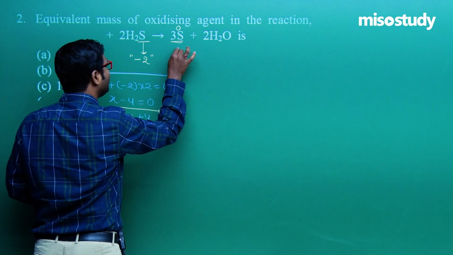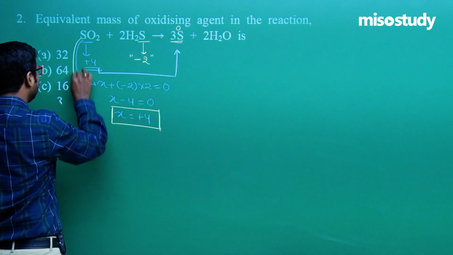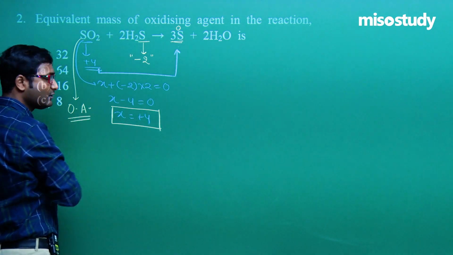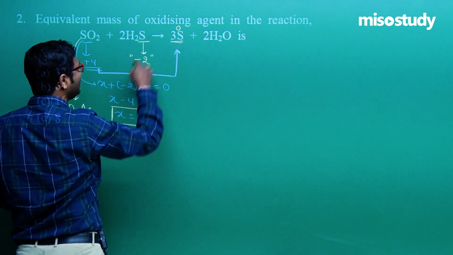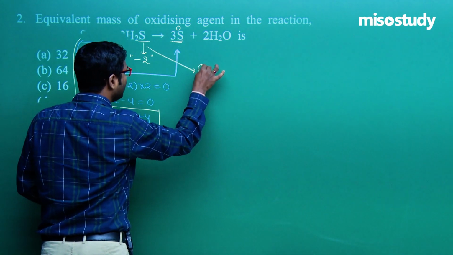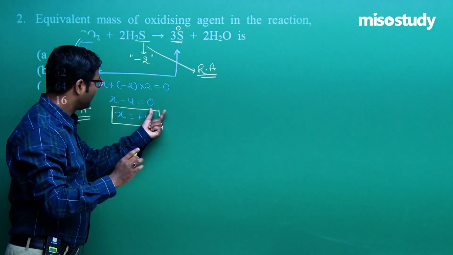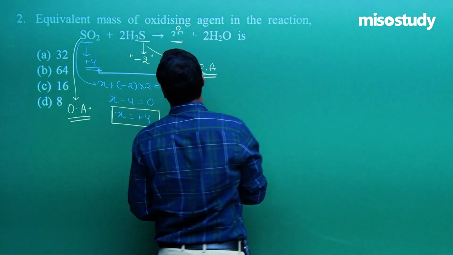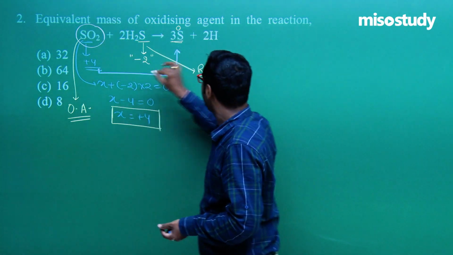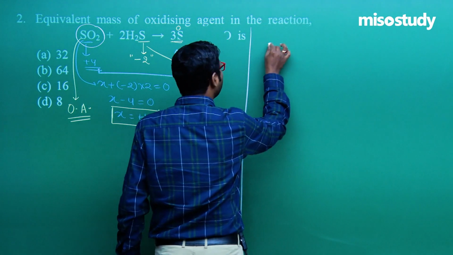If there is a decrement in oxidation state, then we can say this one is the oxidizing agent. Clear to you? And if there is an increment in oxidation state, then we say this one is the reducing agent. Am I right? Clear, check it out. Now according to the question, we have to find the equivalent mass of the oxidizing agent, that is the equivalent mass of SO2.